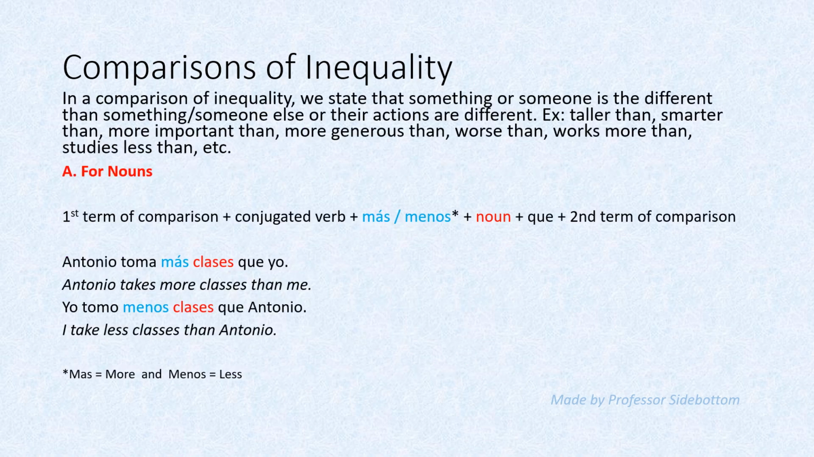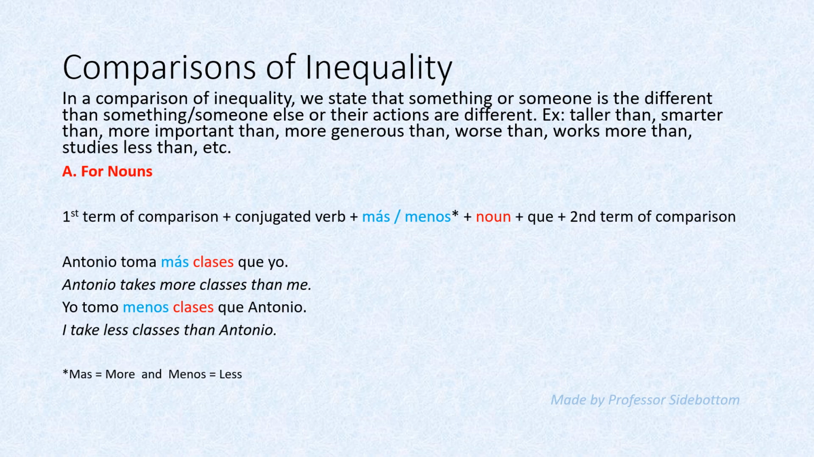Next, let's talk about comparisons of inequality. In a comparison of inequality, we state that something is different than something else, or someone is different than someone else, or their actions are different. For example, taller than, smarter than, more important than, less important than, more generous than, less generous than, worse than. Or when we talk about actions, works more than, studies less than, studies more than, etc.